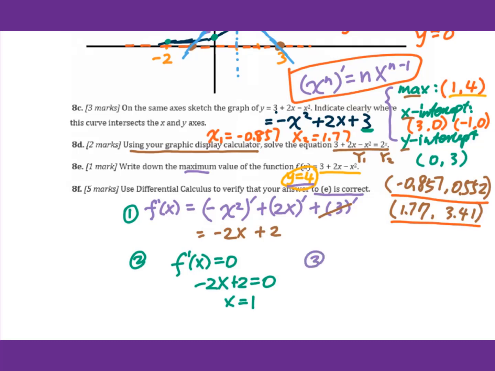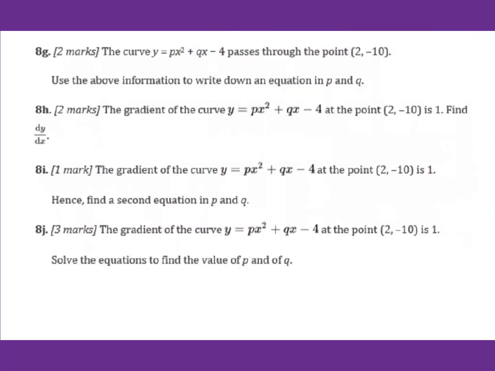Then the third step, you plug in 1 into the function. You will get negative 1 squared plus 2 times 1 plus 3. That is 4. So we use these 3 steps to verify this is a maximum value. That's 4.